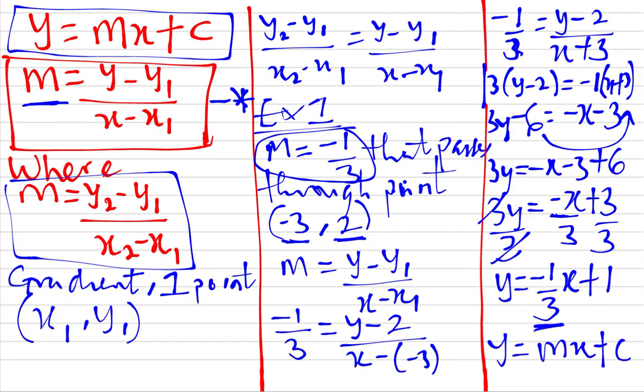So that is the first thing that we need to see in this particular part. All right, so now let's see another question. We want to look at a question that deals with 2 points. So let's say you have a question that says determine the equation of the straight line passing through the following points.